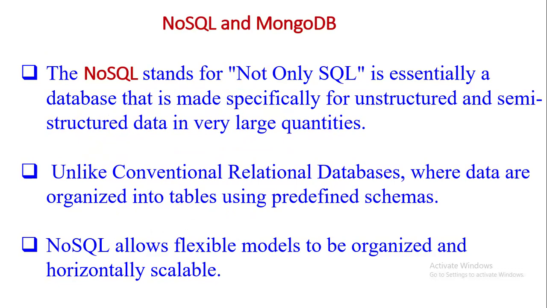What is NoSQL? NoSQL is a schemaless database which is suitable for handling semi-structured or unstructured data, and the applications of NoSQL databases are big data applications like social media and IoT applications. In order to handle a large volume of data, a NoSQL database is best suited. Unlike conventional relational databases, here the data are stored in flexible models, that is document-based database, key-value-based database, etc.